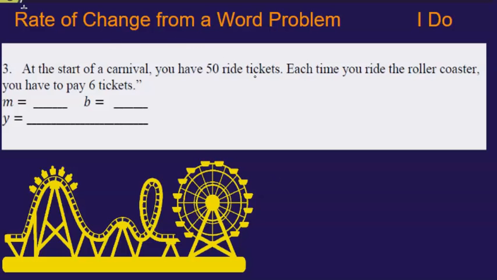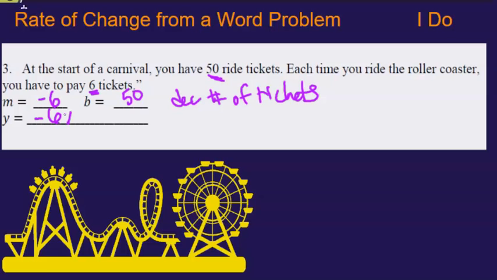Rate of change for a word problem. At the start of a carnival, you have 50 ride tickets. Each time you ride the roller coaster, you have to pay 6 tickets. So your slope would be -6 because you're decreasing the amount of tickets you have. And your original amount of tickets you had was 50. So your equation would be y equals -6x plus 50.